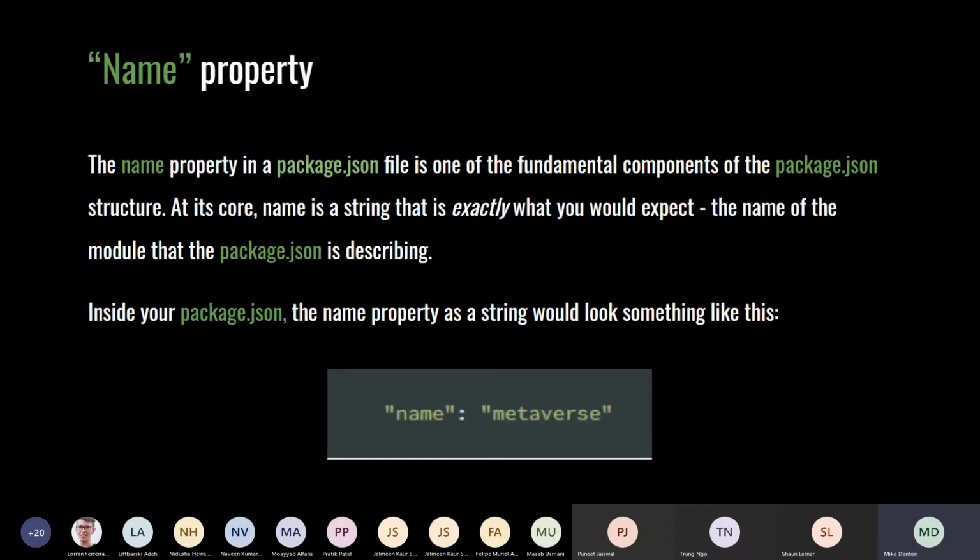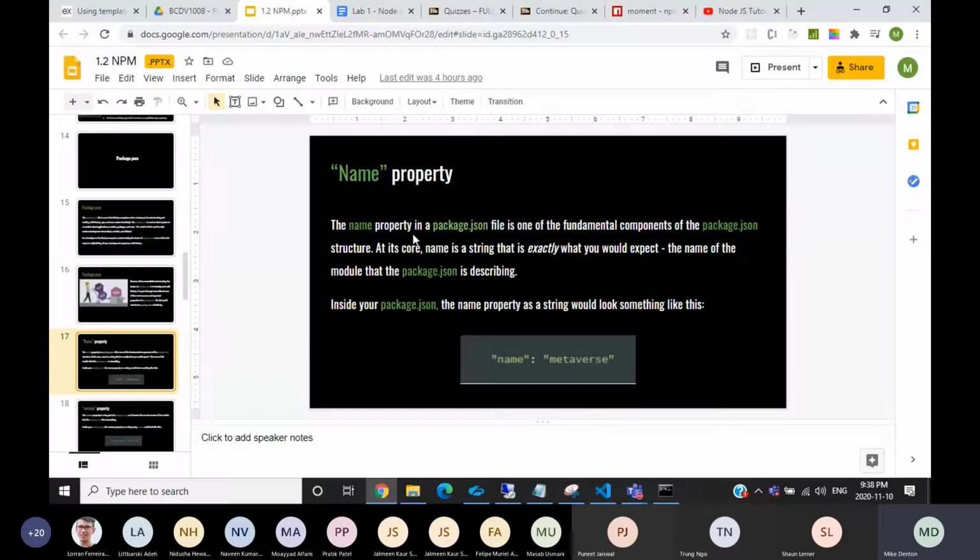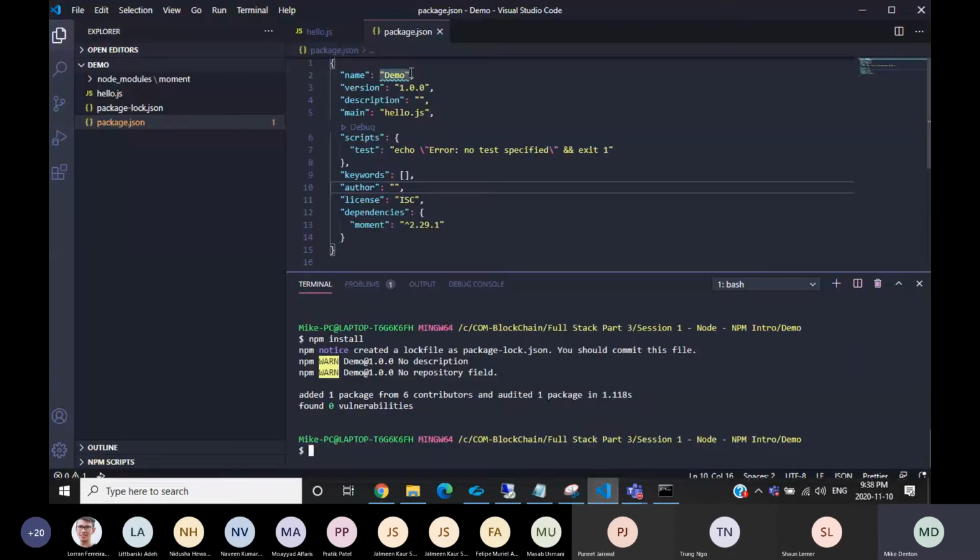The first key is obviously the name. So this is the name property in the package.json. It's the one fundamental component of the package.json structure. At its core, the name is a string, exactly what you would expect, the name of the module that the package.json is describing. So in this example here, the name is the metaverse, right? So the name would look like that. So if we looked at our generated package.json, the name would be the demo, right?